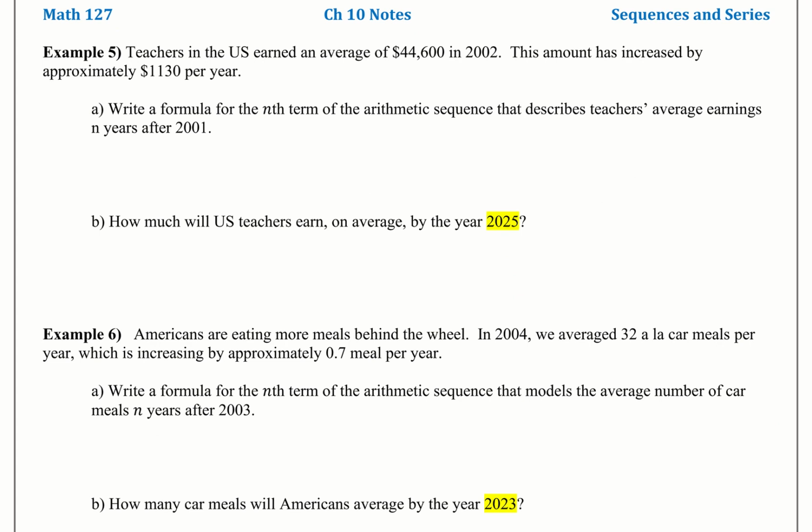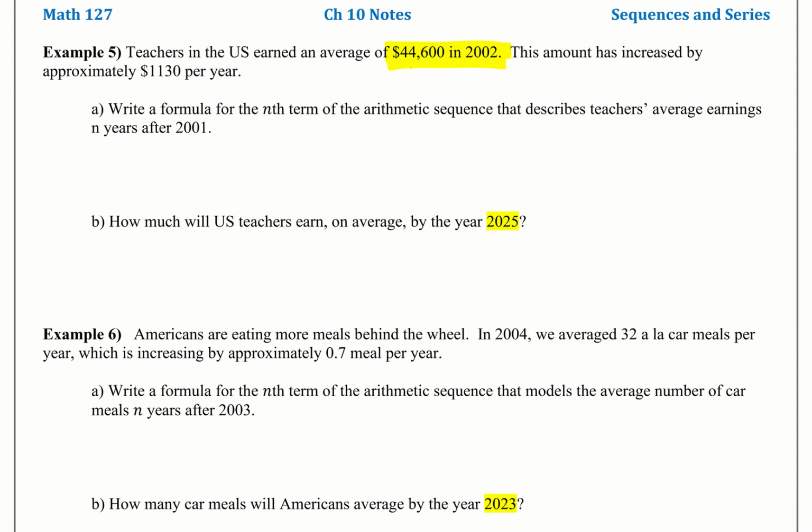All right, number 5. Teachers in the U.S. earned an average of $44,600 in 2022. This is actually real data. The amount has increased by approximately $1,130 per year. Now, unfortunately, inflation has not increased at that rate. Inflation has increased at a much, much higher rate than that, particularly the last few years. We've seen inflation of 4%, 5%, 6%, numbers like that. So what a bummer, although I think things are looking up a little bit educationally, at least in the state of Nevada, for teacher pay.